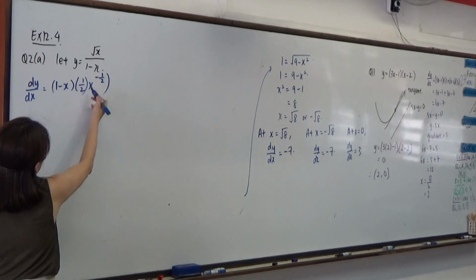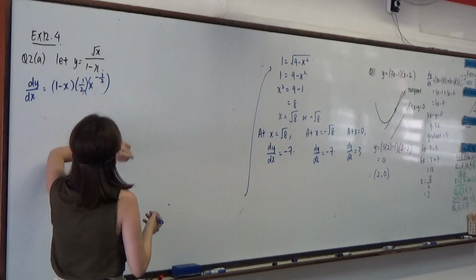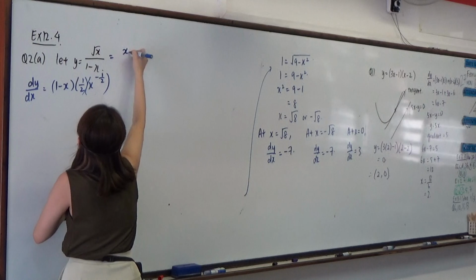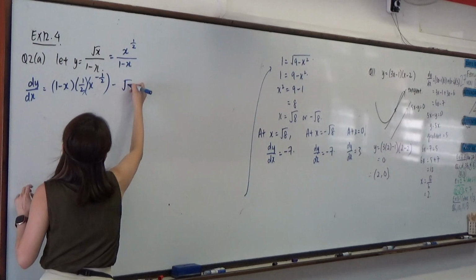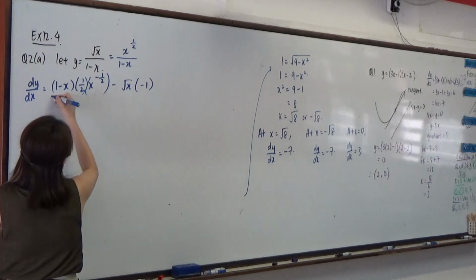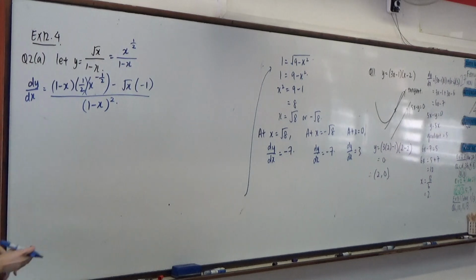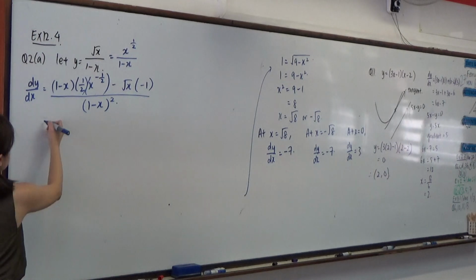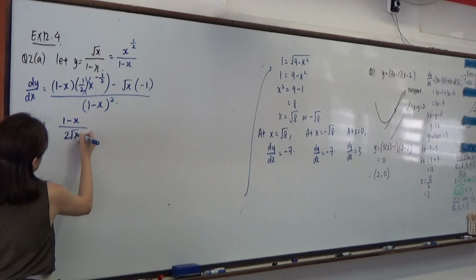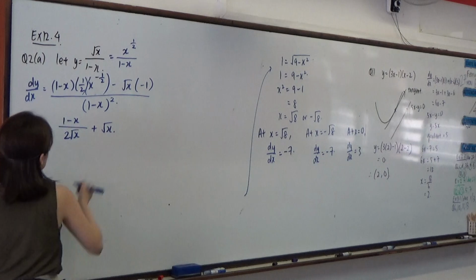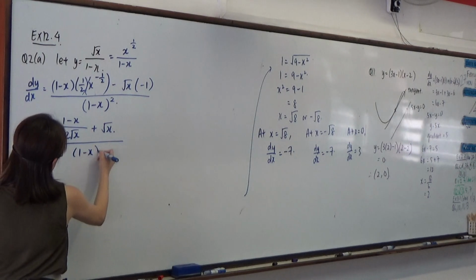So we will bring down the power half, power minus 1. Differentiating x itself will just be 1. Minus, keep the top, differentiate the bottom. And then bottom square. This part here, we have 1 minus x over 2 square root x plus root x over 1 minus x bracket square.